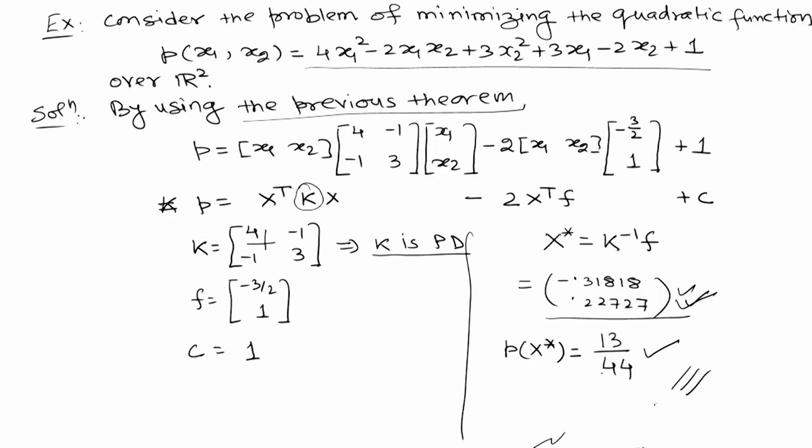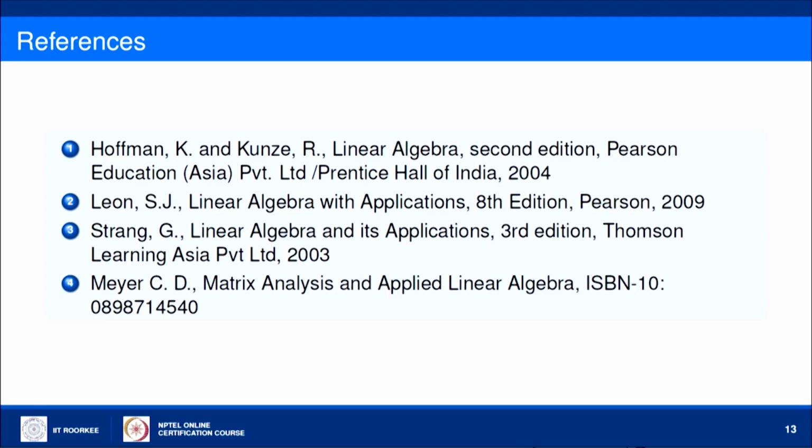So, in this way by using the previous theorem we can find out the unique minimizer of a given quadratic function. However, as I stated earlier, the matrix K should be positive definite. So, in this lecture we have learned the Gram matrix and how to minimize a given quadratic function of n variables. In the next lecture we will learn another canonical transformation called the Jordan canonical form, which exists when a matrix is not diagonalizable.